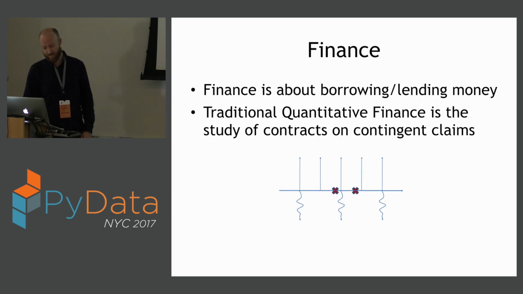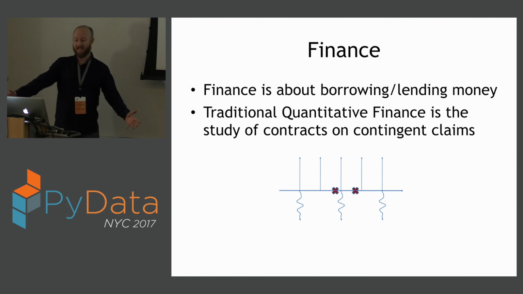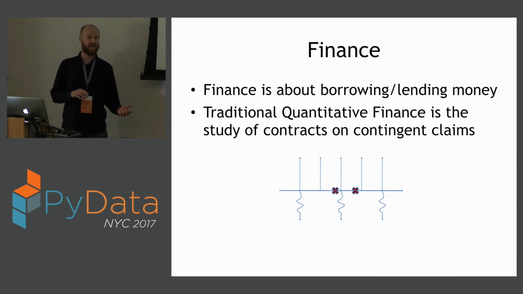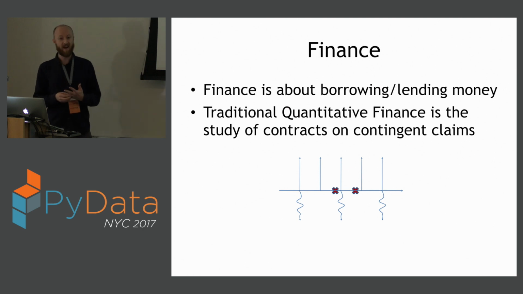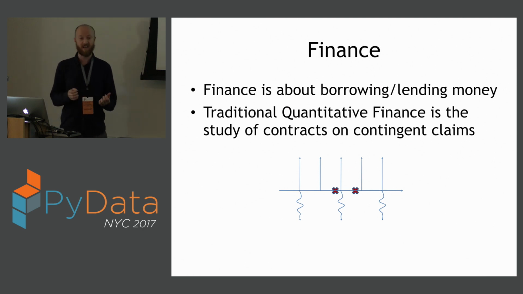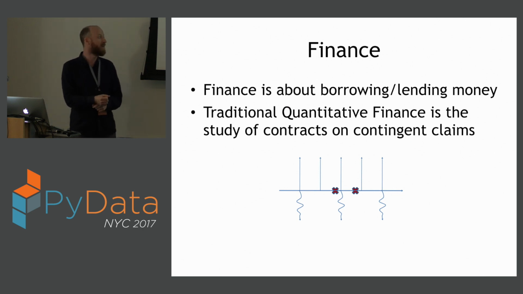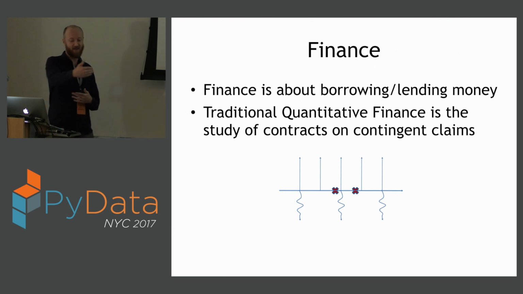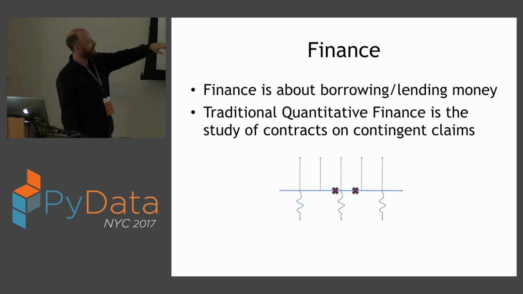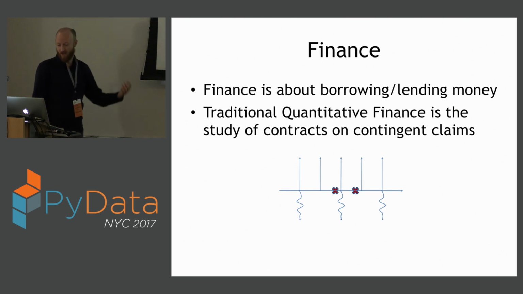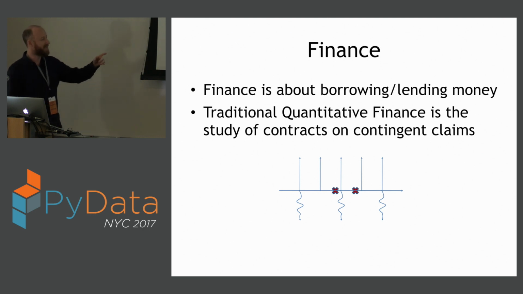So the basics. Finance basically is really the study of borrowing and lending money, right? In particular, finance, what you study in schools, is about the study of contracts on contingent claims. So a contingent claim means that you're going to get a certain payoff depending upon what happens, events that happen in the future.